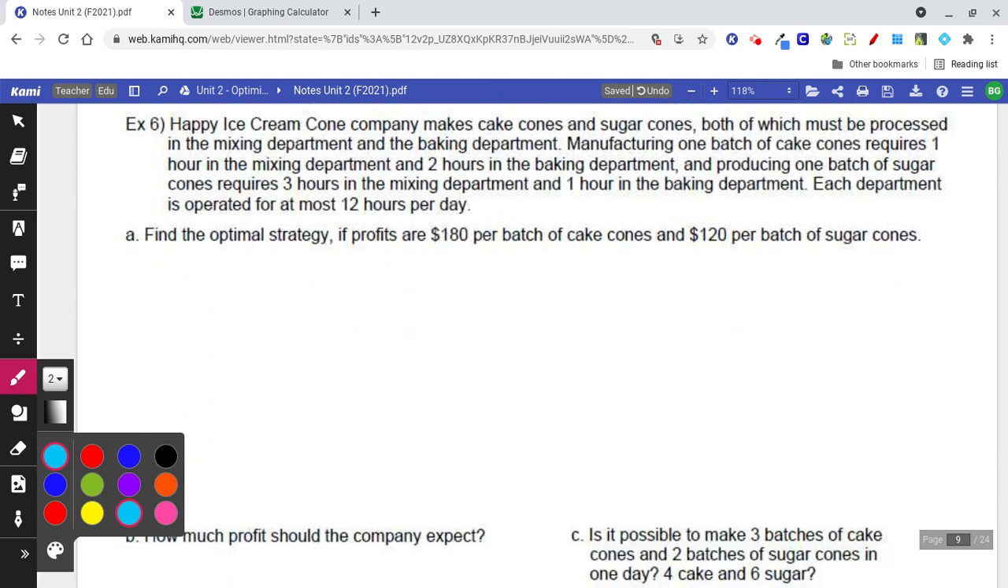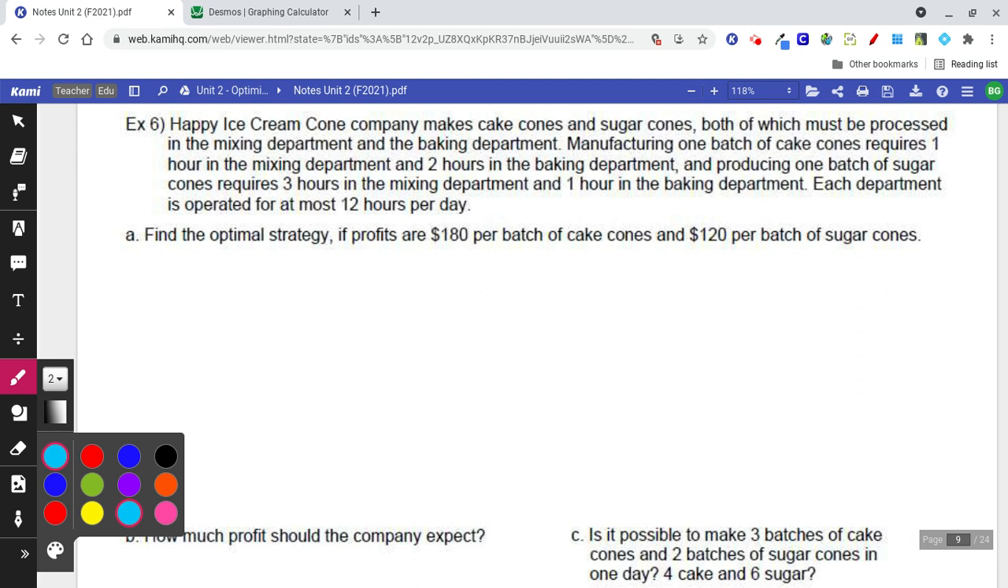One more. Happy Ice Cream Cone Company makes cake cones and sugar cones, both of which must be processed in the mixing department and the baking department. Manufacturing one batch of cake cones requires 1 hour in the mixing department and 2 hours in the baking department. And producing one batch of sugar cones requires 3 hours in the mixing department and 1 hour in the baking department. Each department is operated for at most 12 hours a day.